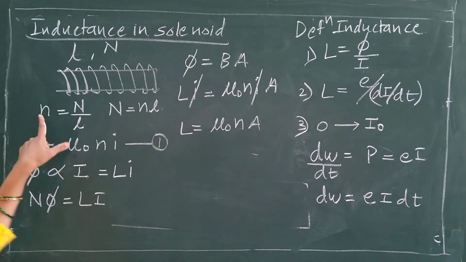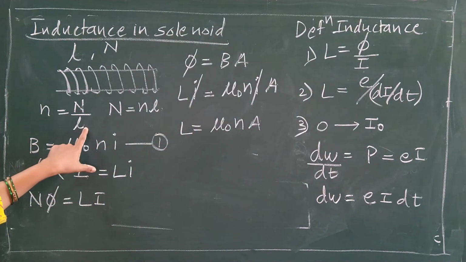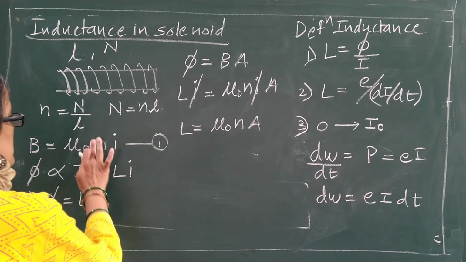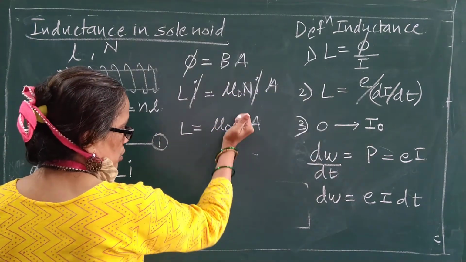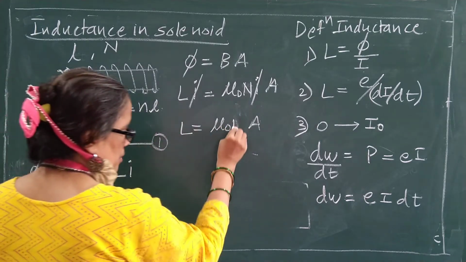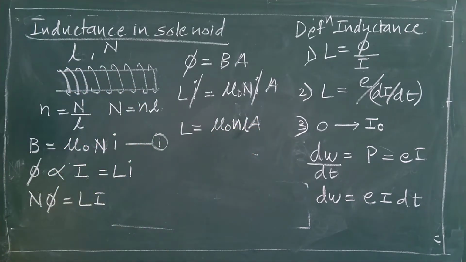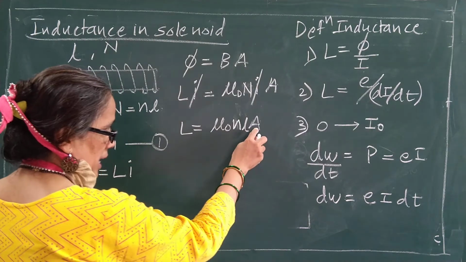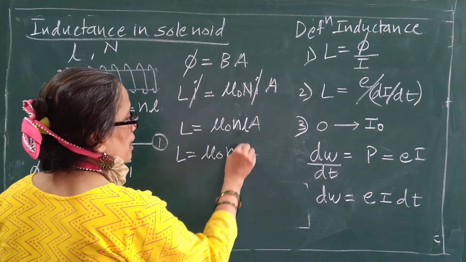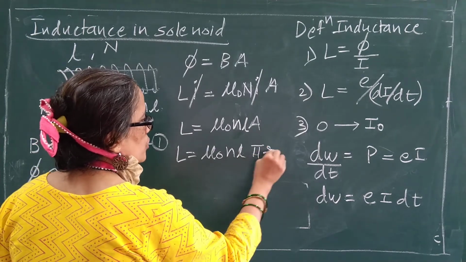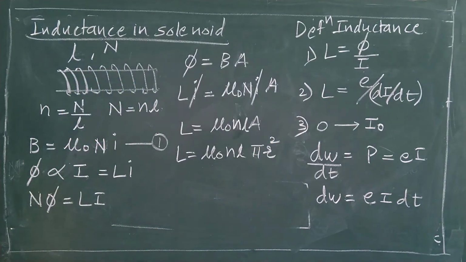n is nothing but number of turns per unit length. So here, instead of this n, I am going to substitute the value. This n is nothing but N into l. Area is nothing but pi r square. So L is equal to mu0 n l, and area is nothing but your pi r square. This is nothing but your inductance.